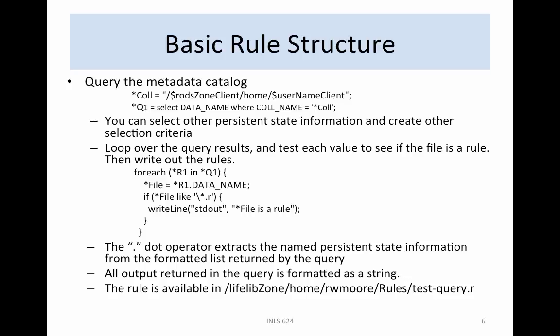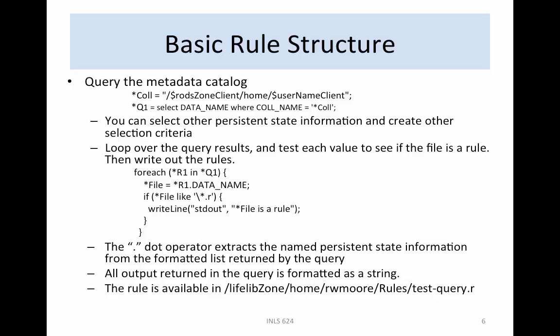You can then issue the query to the metadata catalog and loop over the result set with foreach(*R1 in *Q1). You then retrieve the *File, the file name, from *R1.DATA_NAME. If *File like "*.r", write output to standard out: file as a rule.